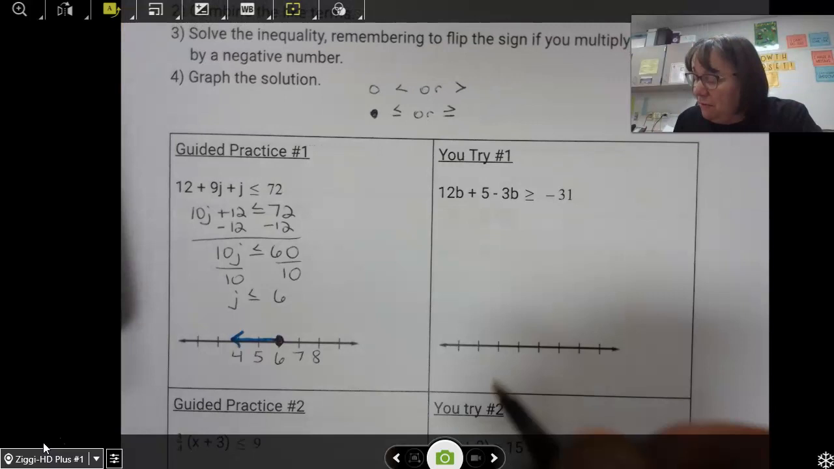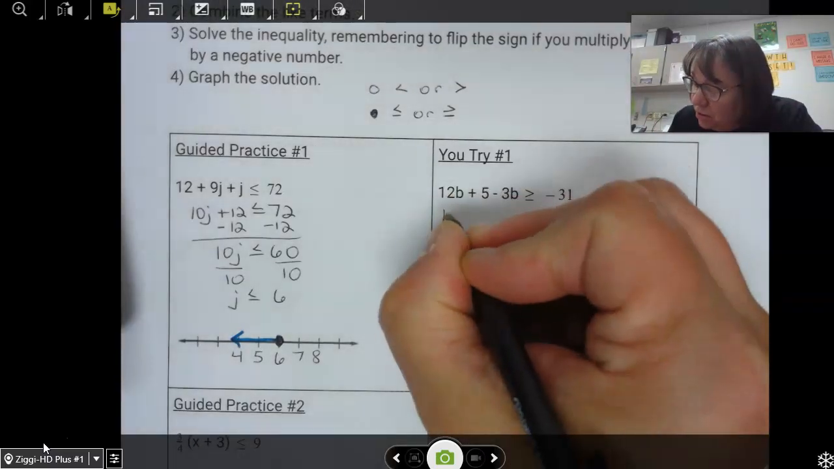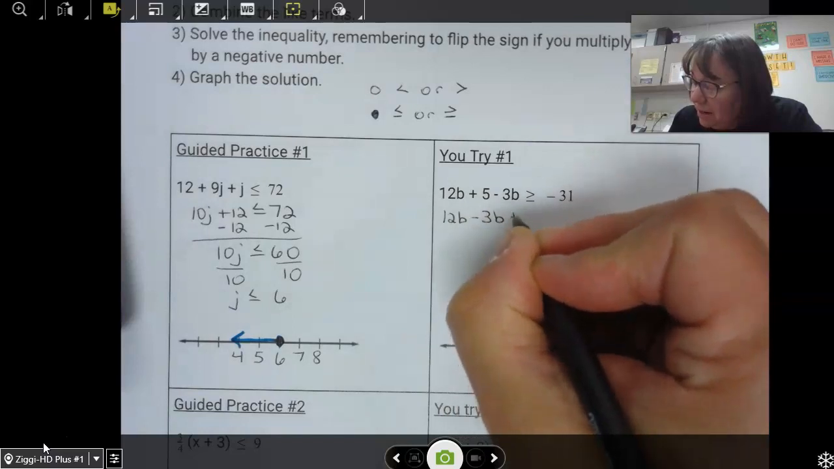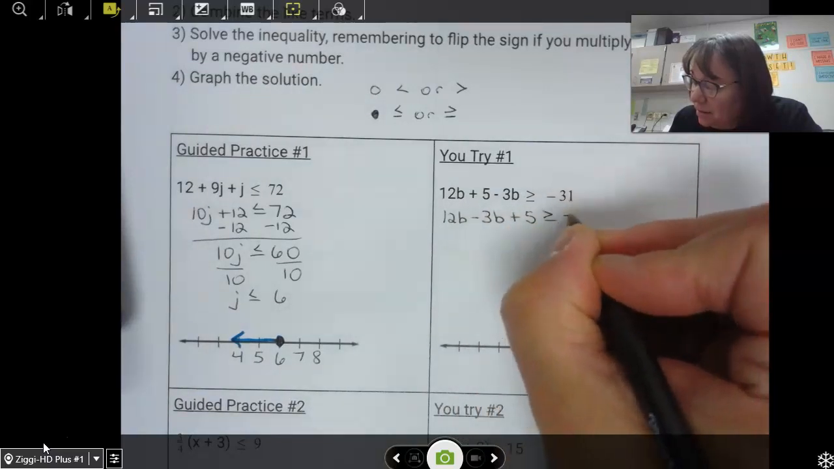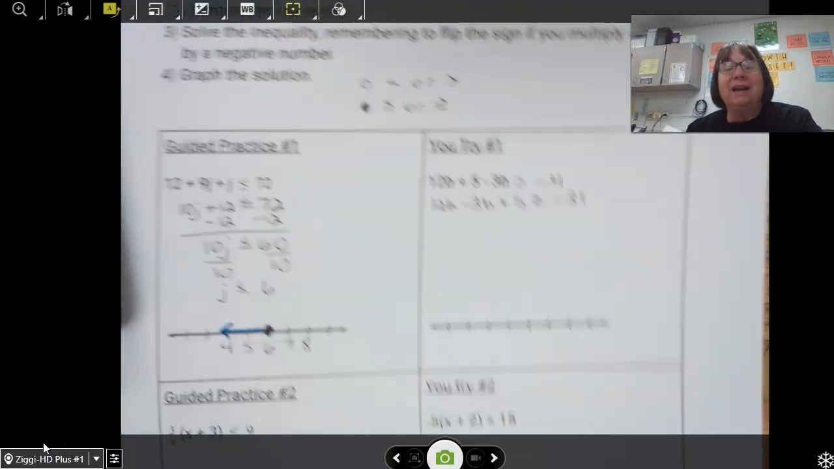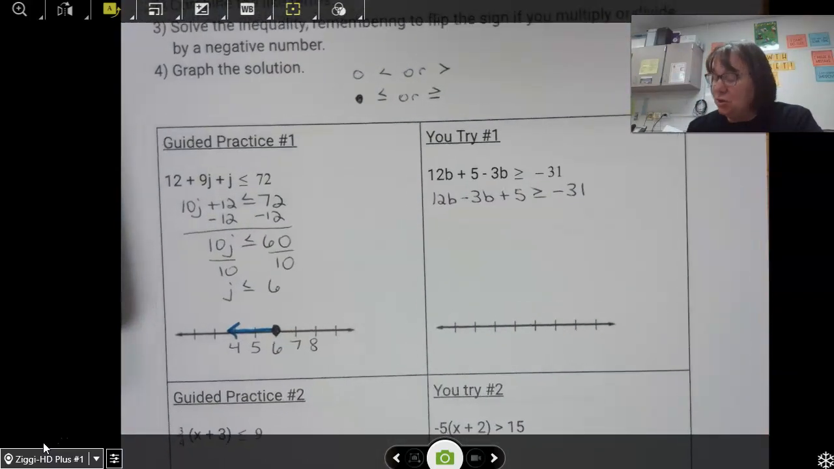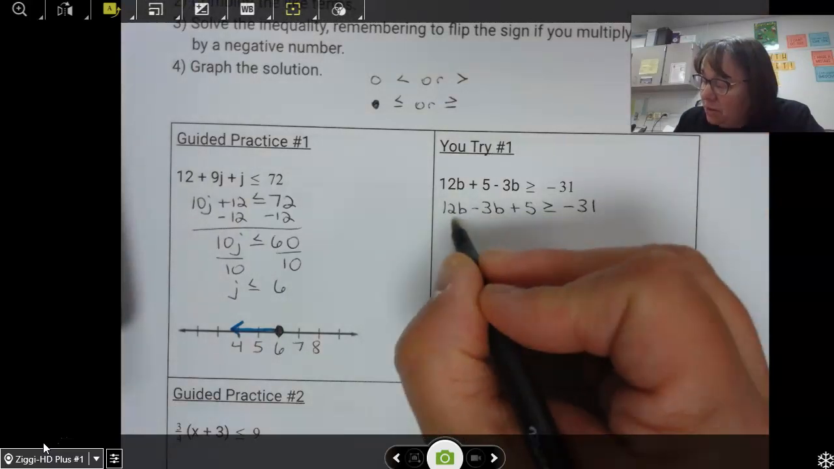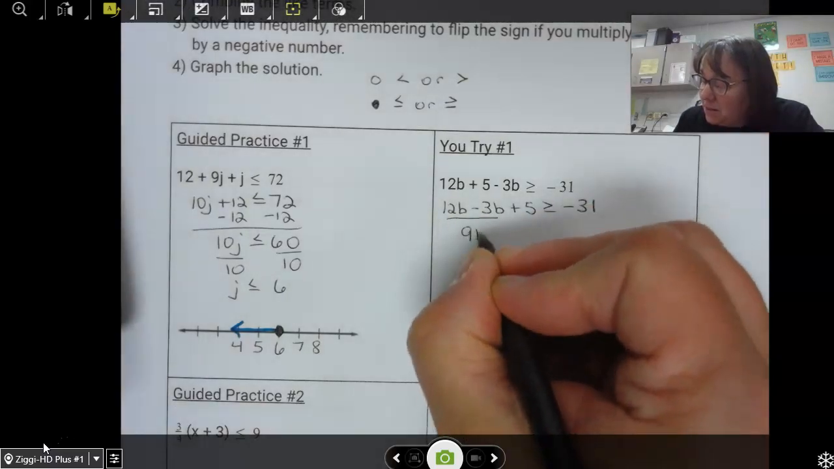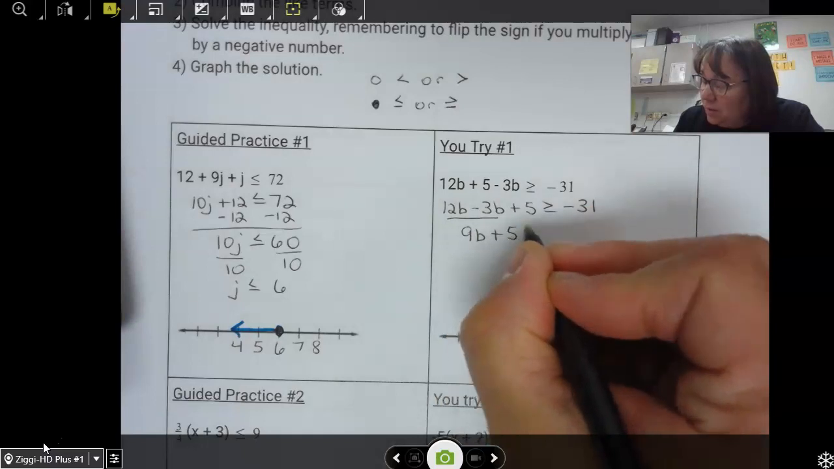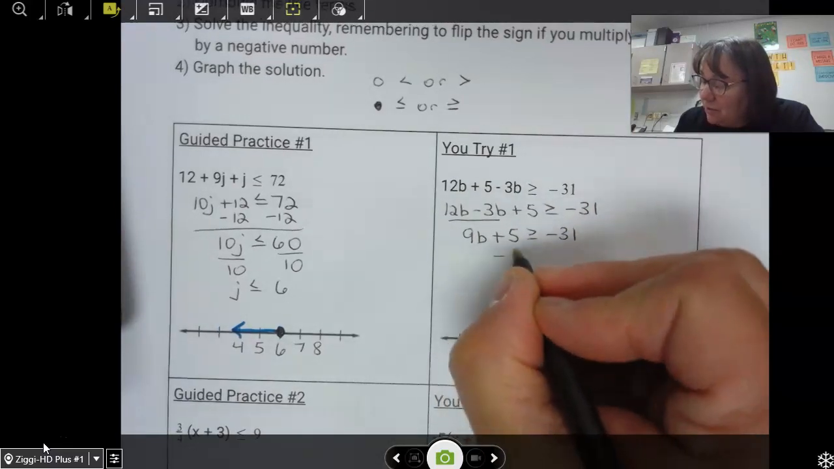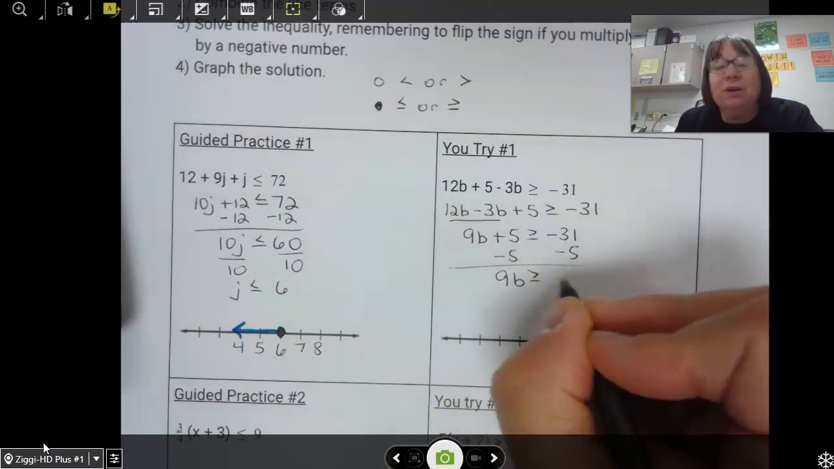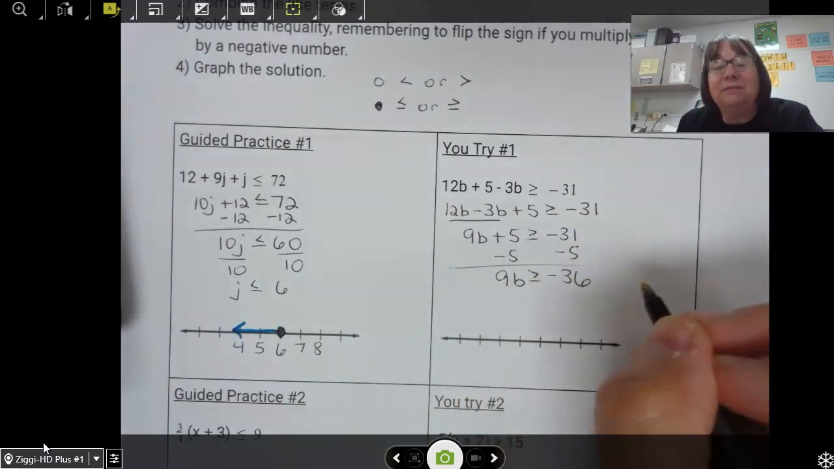All right, so 12b, I'm going to rearrange here so my b's are together. I put my like terms together. Remember, adding a negative is the same as subtracting. So now I have 12 take away 3, which leaves me 9b plus 5. I'm going to subtract 5 on both sides. And I have 9b is greater than or equal to negative 36.